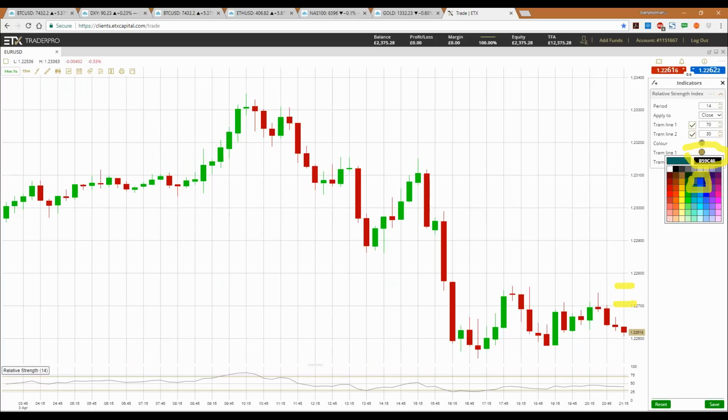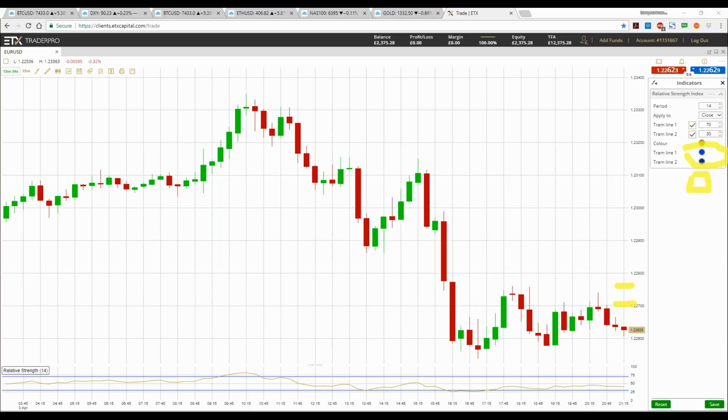So let's set the colors above. Let's make them blue so they're more noticeable for you today. Okay, and we're going to make the RSI gold. Okay. So now we have the RSI on the bottom of our chart. Right here, we didn't have to do any calculation.